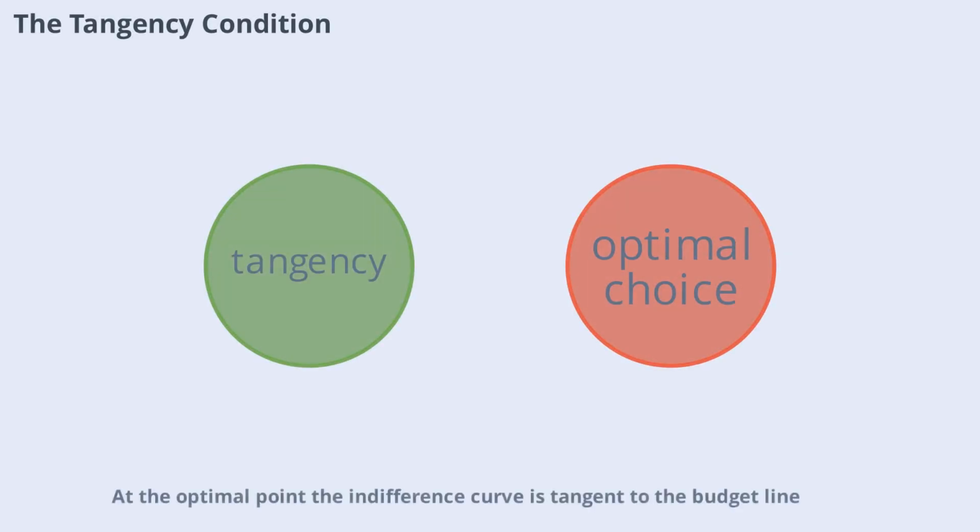At the optimal point, the indifference curve is tangent to the budget line. This means the slope of the indifference curve, the MRS, equals the slope of the budget line, the price ratio. Mathematically, this is where the rate at which you're willing to trade one good for another matches the rate at which the market allows you to trade them. This condition ensures you're getting the most satisfaction for your money.